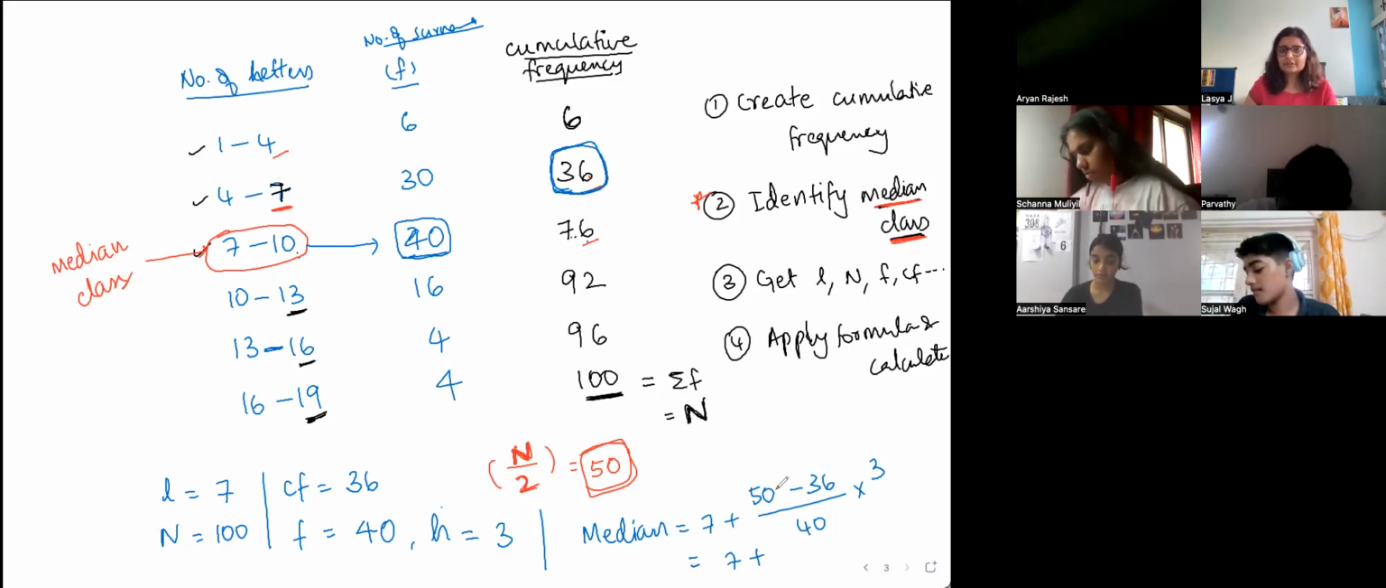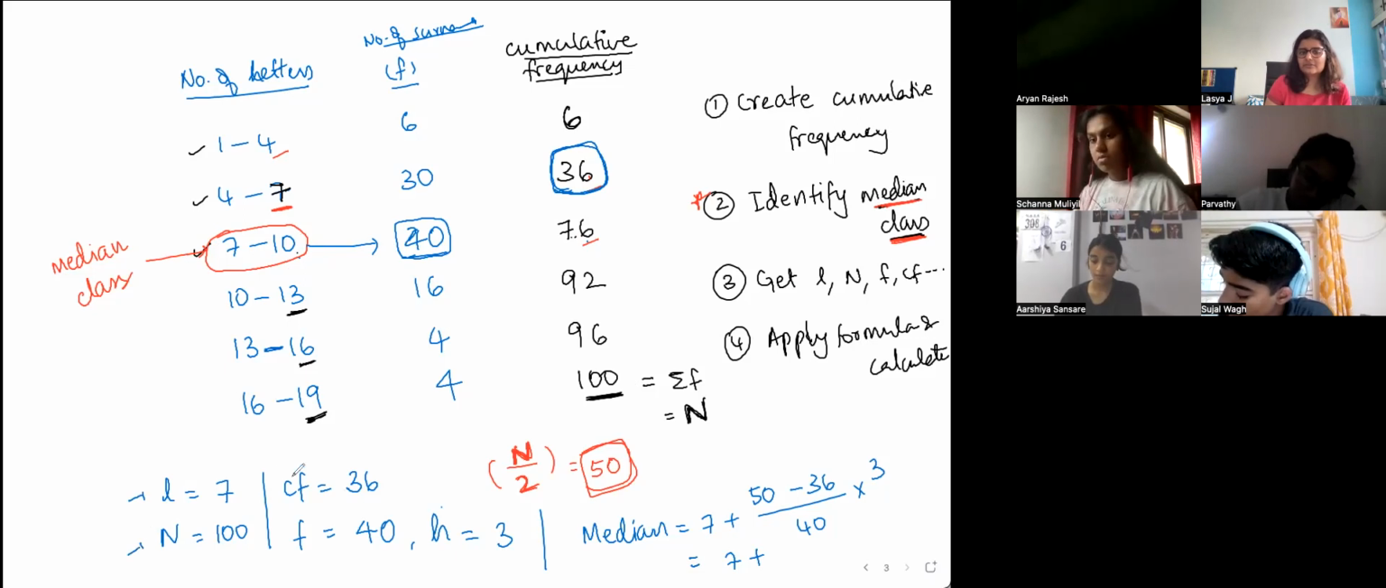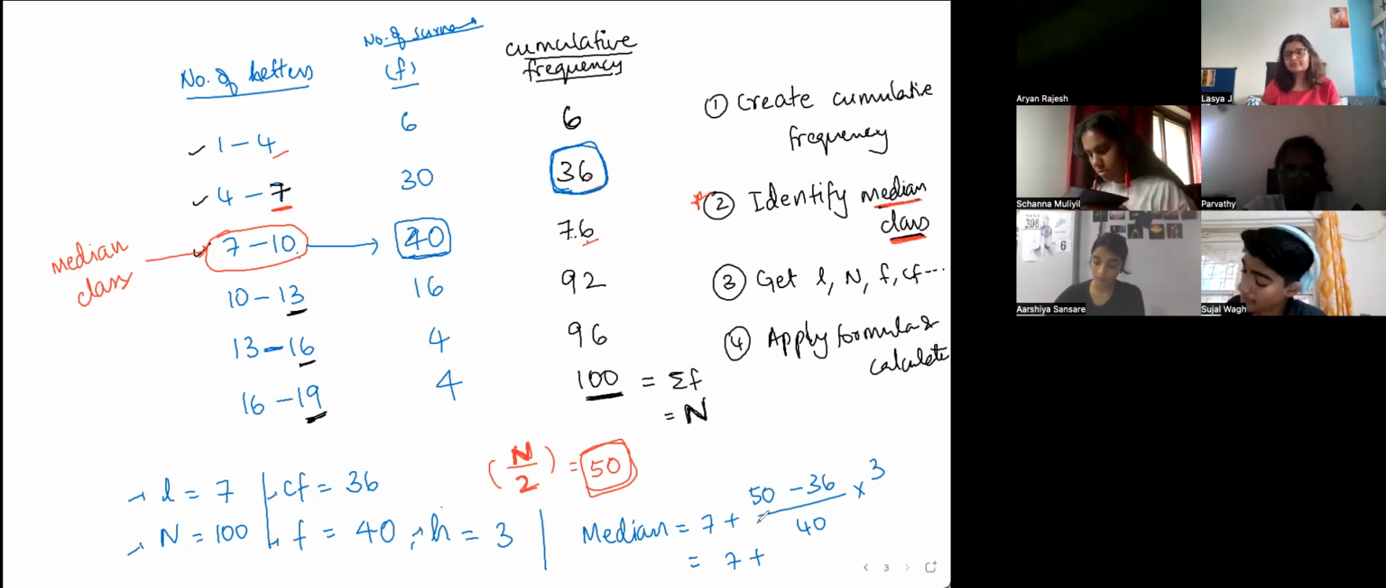So when you're solving it, make the table, and when you're doing the answer, highlight the median class. Table के नीचे write down all these values, then put it in the formula. So that way you minimize mistakes.